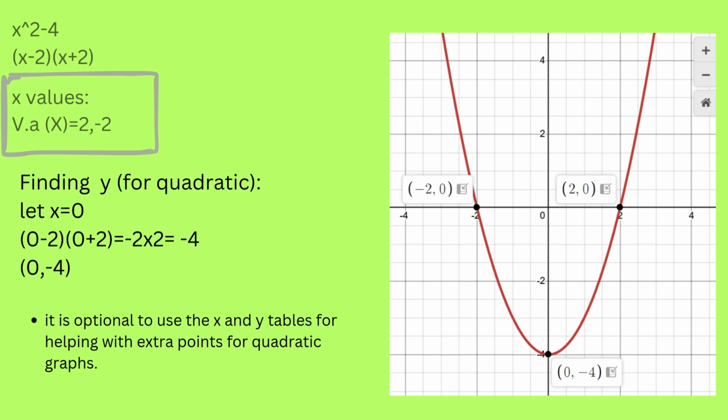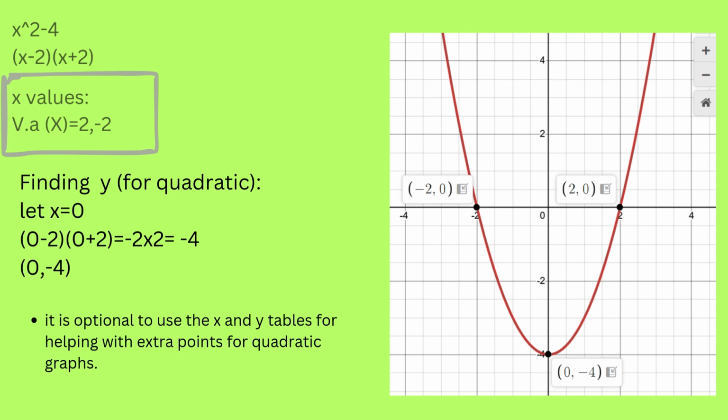So now let's find our y value for our quadratic function. We'll let x equal 0 in the brackets, which will be negative 2 and positive 2. Multiply them together and we get negative 4. So y is negative 4, and if you plot all of our x points and y points, we'll get this graph right here.